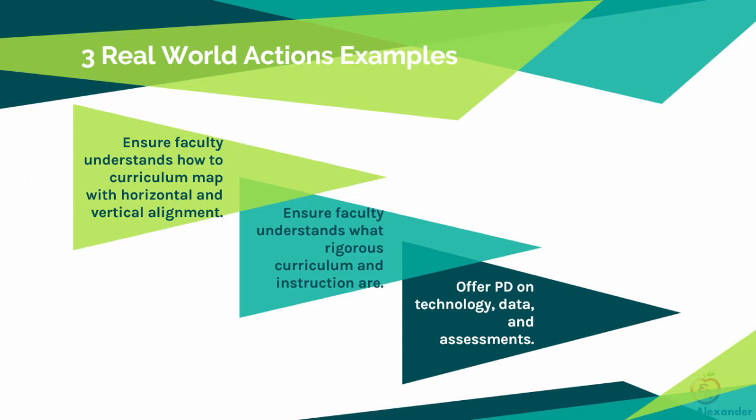So what are 3 real-world examples? You can ensure your faculty understands how to curriculum map with horizontal and vertical alignment. So curriculum mapping is when you're making sure that what you're teaching is actually aligned to the state and national standards, that your curriculum is actually aligned. And when you're horizontal and vertical aligning, horizontal aligning is when you're aligning within your grade level.